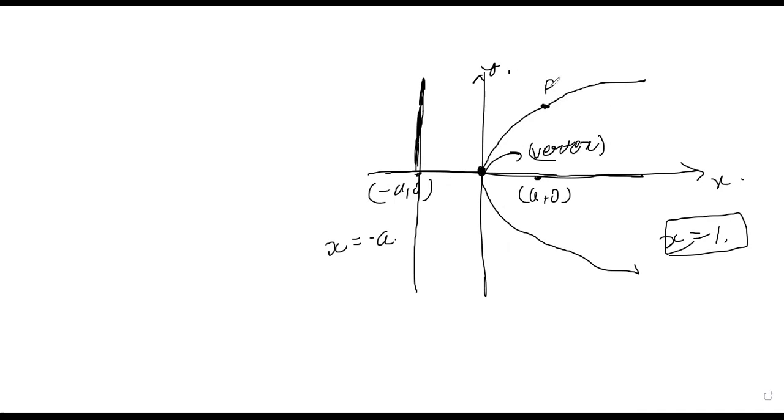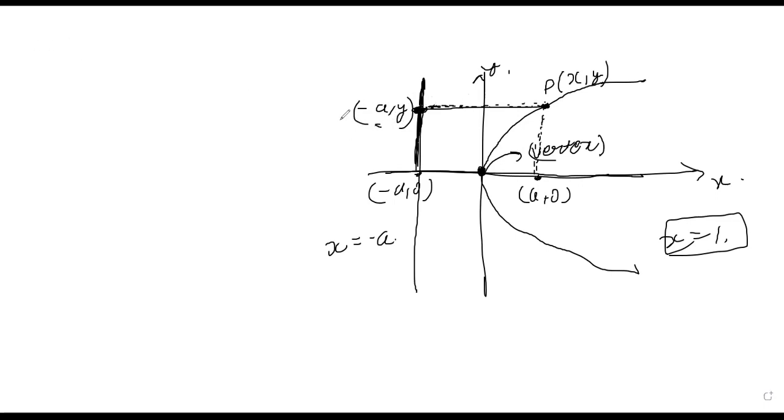Okay, the point P lies here, having coordinates x comma y. We don't know the values of x and y, and this point a comma zero is at the focus. So we will draw it like this. And if we take this line, what will be the coordinates of this point? The line x is equal to minus a, and this point is aligned with P on a straight line. So the coordinates are minus a comma y.